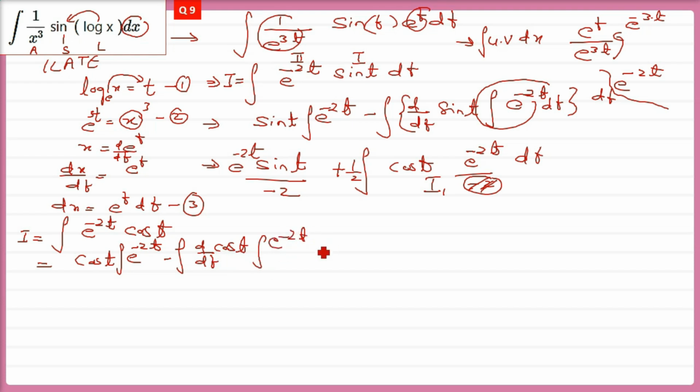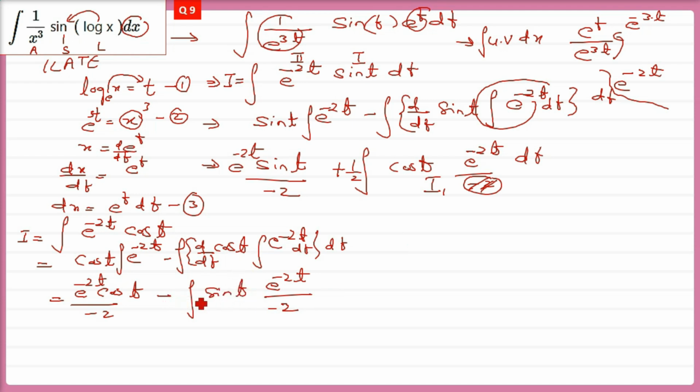So I am applying u dot v here. So same thing here. So I am taking cos t, and this e raised negative 2t will be e raised negative 2t by negative 2 here. Cos t will be negative sin t. So sin t here, negative goes outside, it will be plus.